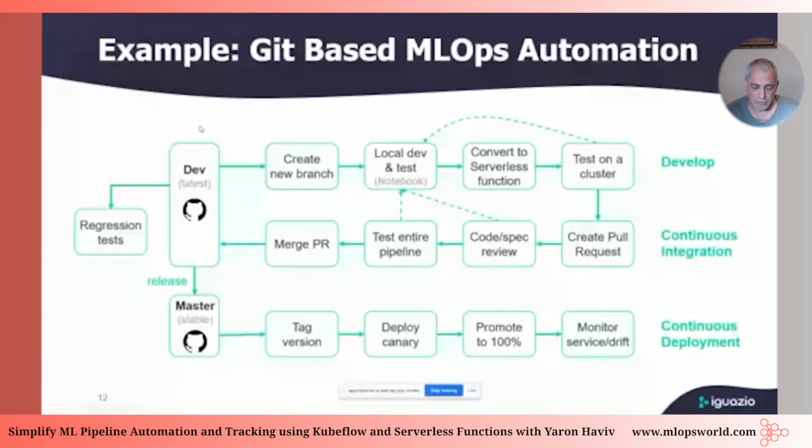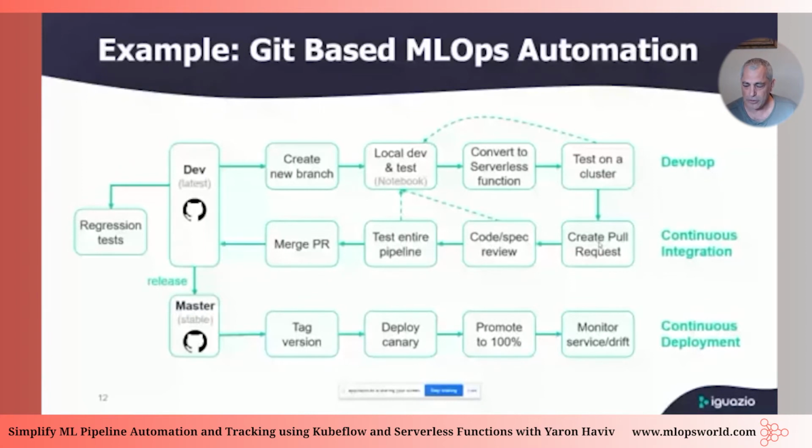So this is an example of a workflow. Let's assume a data scientist or a data engineer wants to write some code. He can create a new branch. He can open a notebook, develop whatever he wants on that notebook, and test it locally. Once he feels it's ready, he can convert it to a serverless function. It's essentially a single command on his notebook. He tests it on the cluster just to verify the packages are in place, there are no conflicts, everything is done the right way. And then he can create a pull request telling the other guys, you know what, I've done my work. I want you guys to now go and examine my code.